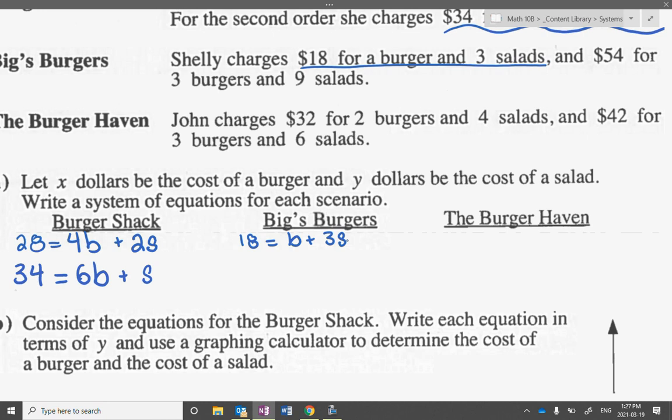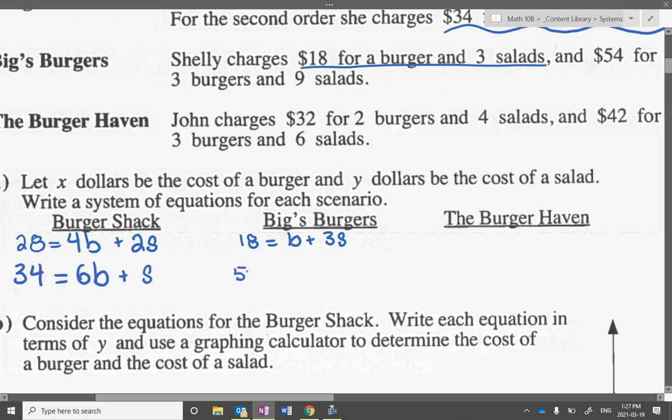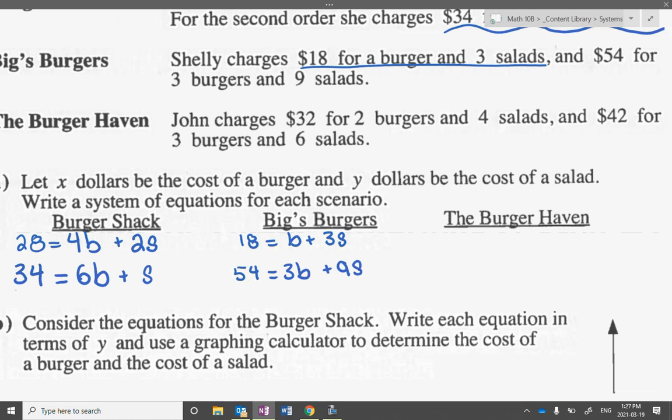Second part of that says $54 for 3 burgers and 9 salads. What's an equation for that one? Mateo. Right on. And the last one, Burger Haven. John charges $32 for 2 burgers and 4 salads. What's an equation for that? Go ahead, Wyatt.